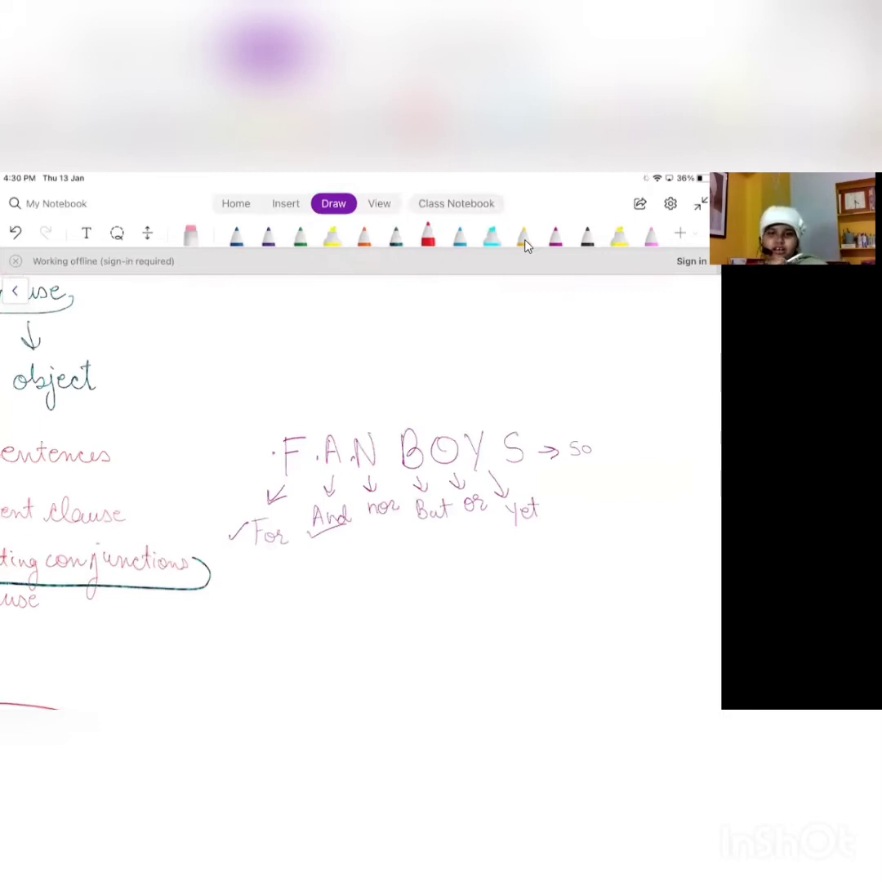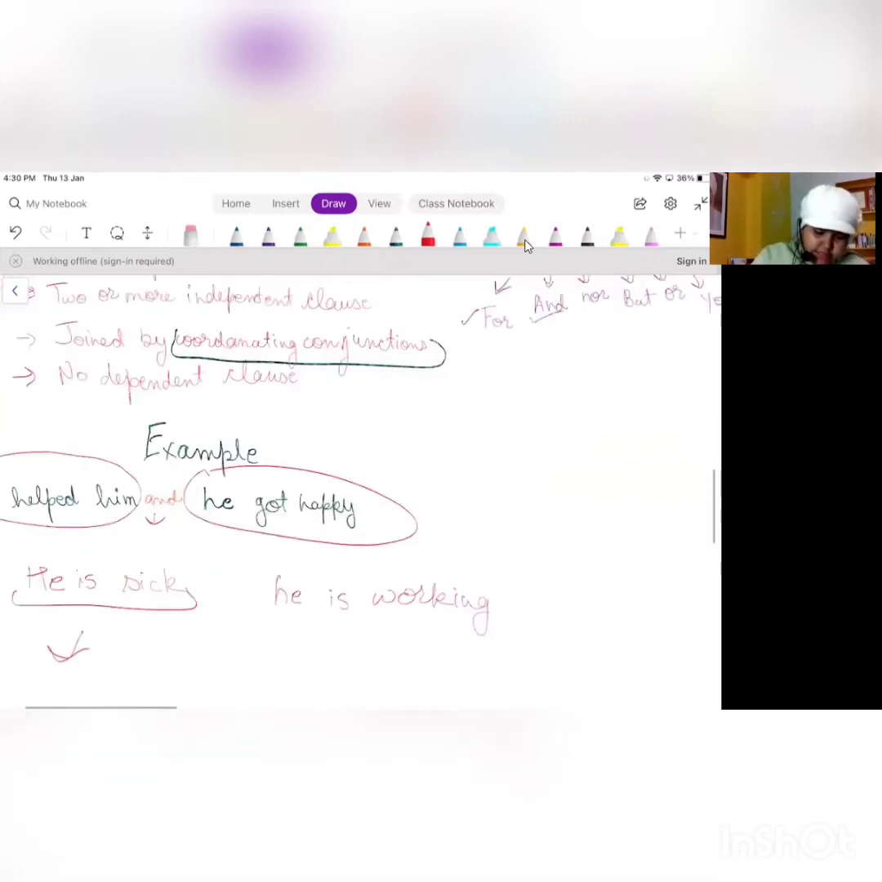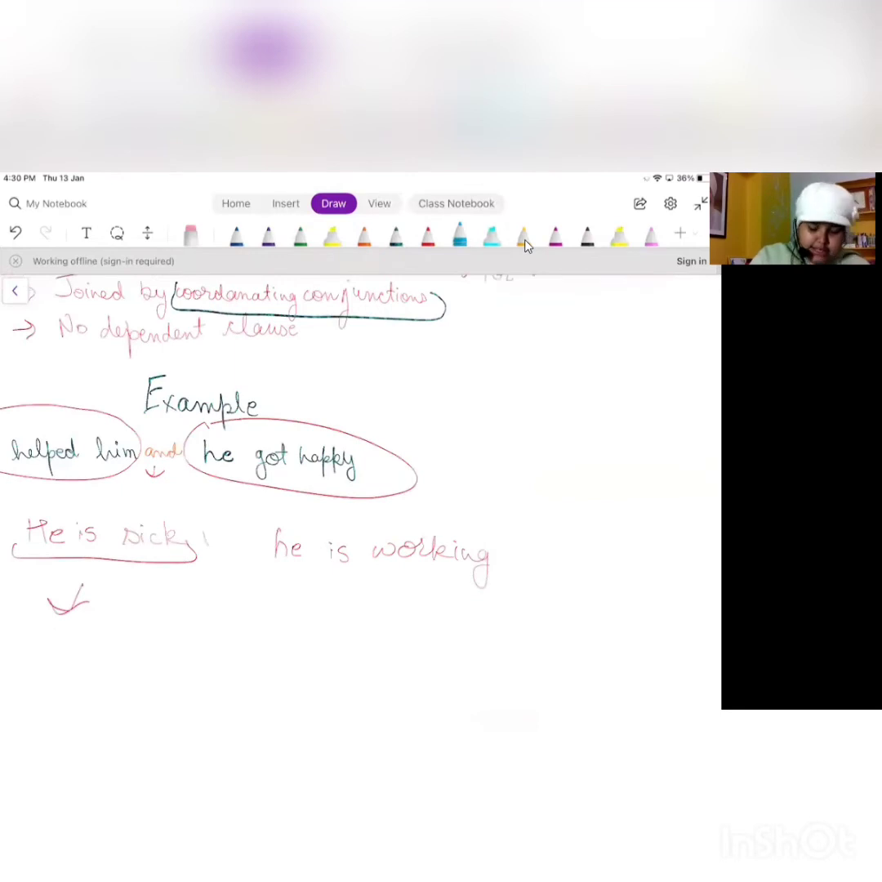उसे बुखार आ रहा है, वो काम कर रहा है, he is sick, he is working. So I think I should choose yet. So yet, just put yet here. It is a sentence now. He is sick yet he is working. उसे बुखार आ रहा है पर फिर भी वो अपना काम कर रहा है. It is a compound sentence.